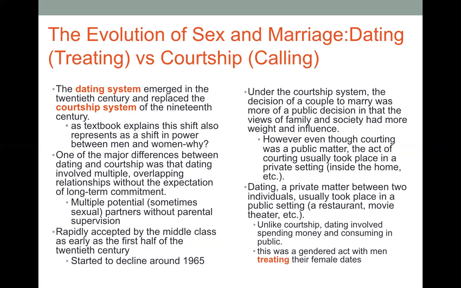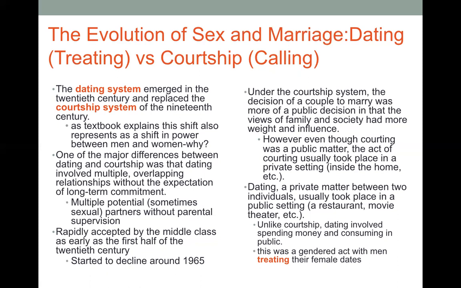And so it's worth noting that this new system, dating, was rapidly accepted, particularly by the middle class, as early as the first half of the 20th century. And it remained very popular until around 1965. And that's when, thinking about the sexual revolution and some of what we've discussed in our chapter related to sexuality, the expectations around going on a date, as a way of showing interest or initiating the possibility of sexual intimacy, became less necessary as we started to see, with the sexual revolution, the beginning groundwork of what then escalated in the next 20, 30 years, which was, of course, the rise of hookup culture.